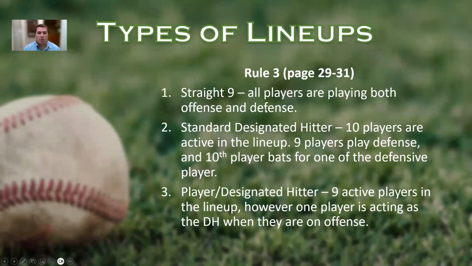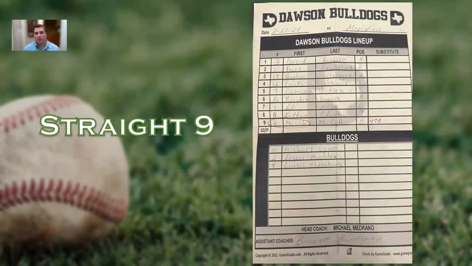And then the third one is the newest designated hitter rule. And this one, I think we struggle the most with. It was called the player/designated hitter rule. This is where we have 9 active players in the lineup, but one of those is a super player, and he actually has 2 roles. He's acting as the defensive player when they're on defense, and then he's acting as the designated hitter when they're on offense. So let's talk a little bit more about these.